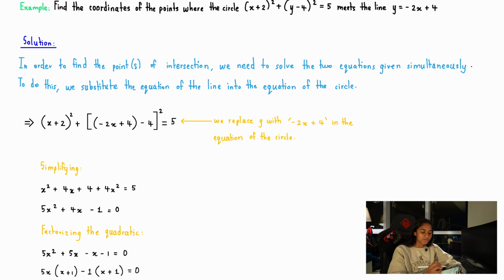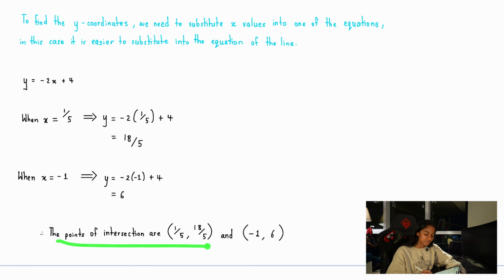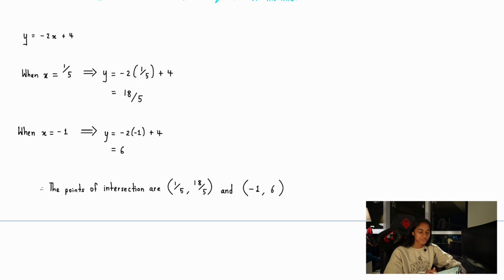I would always choose the simpler one, in this case being the equation of the line, and we substitute both the x values. So we get y is equal to 18 over 5, and then when we substitute this one, we get y is equal to 6. So our points of intersection would be (1/5, 18/5) and (-1, 6). So that would be our points of intersection, which is the solution.